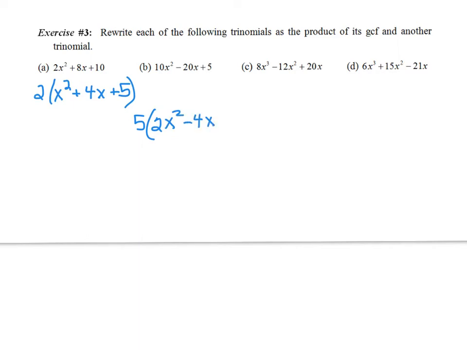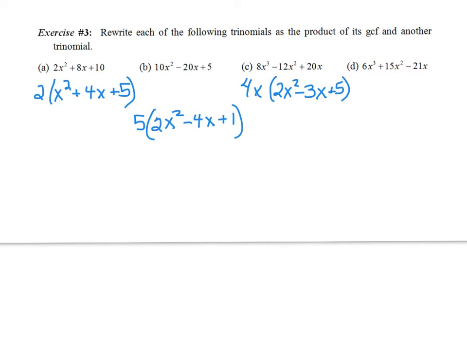Now be careful in this last case. Positive 5 divided by 5 gives me a positive 1. So make sure inside your parentheses you're still left with a trinomial if you began with a trinomial. In part C, we're going to take out a 4 and also an x, because I see that 4x is common to all 3 terms. Divide each by 4x, so I'm left with 2x squared minus 3x plus 5.